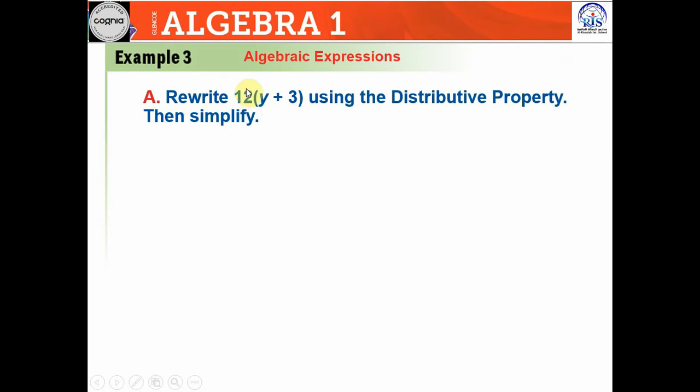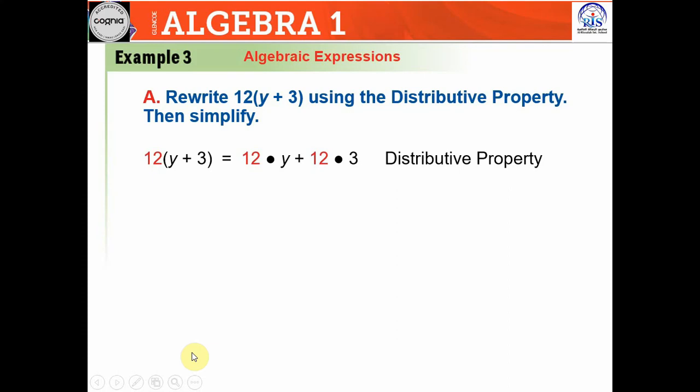Here only you multiply 12 by y and by 3. 12 times y is 12y, 12 times 3 is 36. Here the distributive property. Here we multiply 12 times 3, 36.